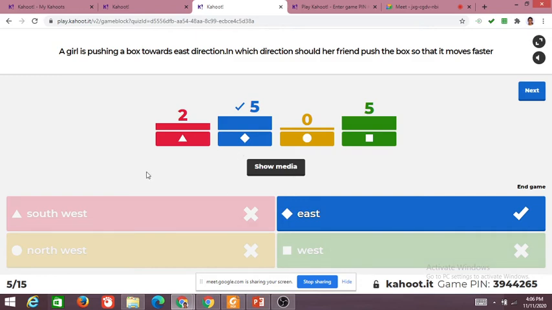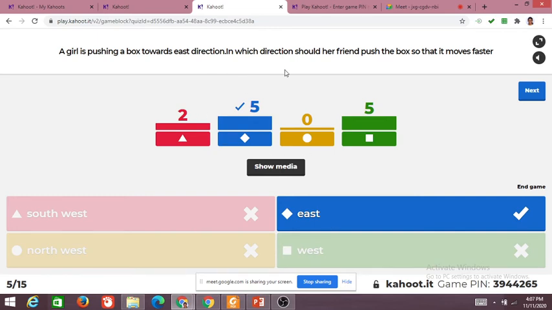So, yeah, some have given it as southwest. See, we need the box to move faster, so the force should be given towards the direction it is applied, correct? A girl is pushing the box towards east. So if she is asking her friend to push so that the box moves faster, the friend also should push it towards the same direction. So she should also push it towards the east direction. So the correct answer is east, and 5 of you have answered east, and I am sorry, 5 of you have answered west. I think you got the question a bit wrong.